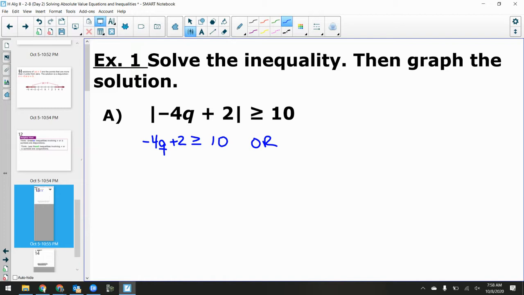Now, remember what we talked about. Remember that we said we could have had this inside here, and if that was an equality, it could have been 10 or negative 10, right? This inside here could possibly be 10 or negative 10. So when I shift the negative over to the other side, I do still make this a negative 10 on the other side. And this stays a negative 4q plus 2. But when I shift an inequality over to the other side, what do I have to do with the symbol? I have to flip the symbol.